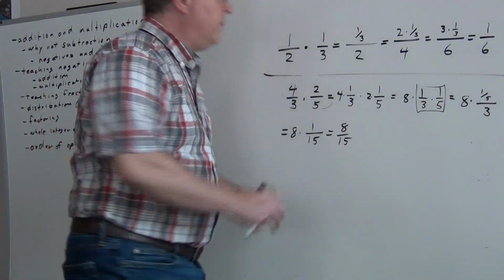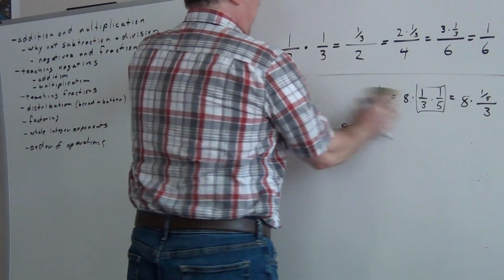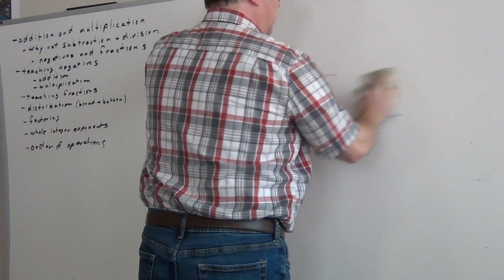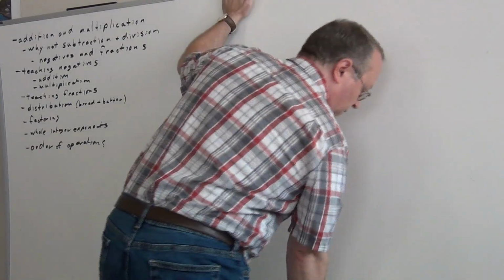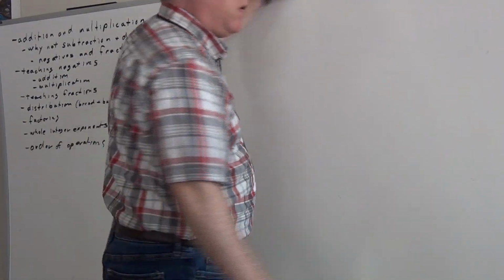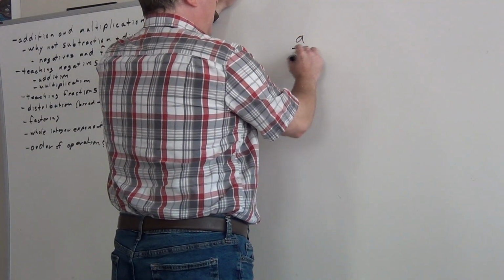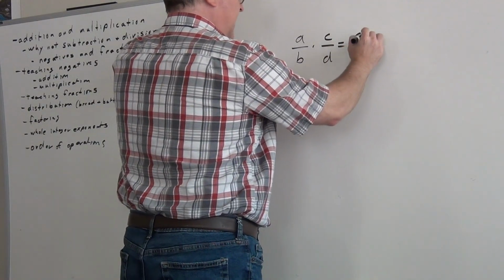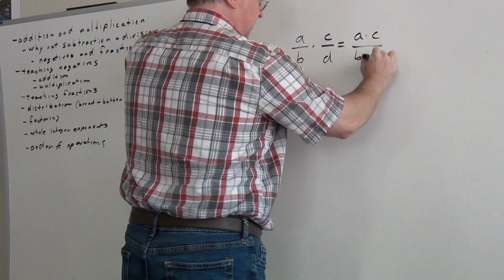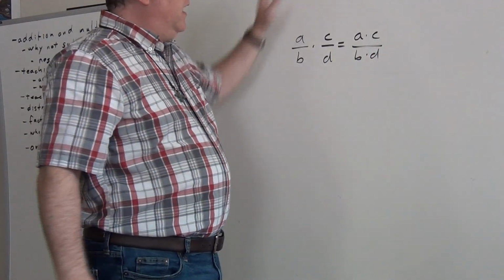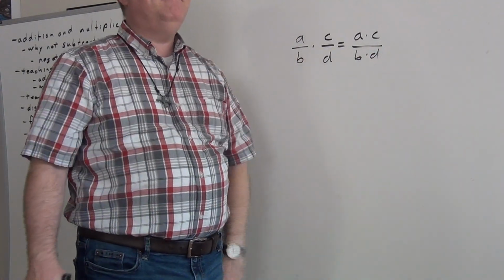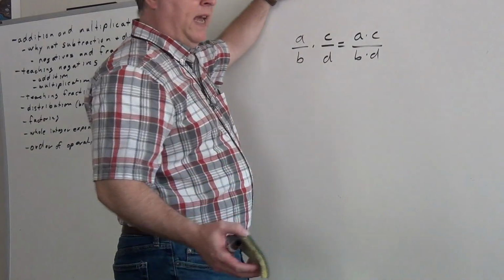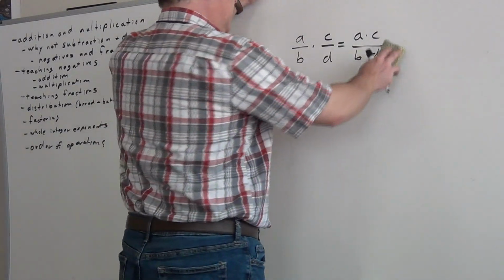Another way is the purely algorithmic way. All right? Whatever number you have over whatever number you have times whatever number you have over whatever number you have, it's A times C over B times D. All right? That's perfectly true, but it doesn't really teach anything. It doesn't really explain. It's true, but it's not an explanation.